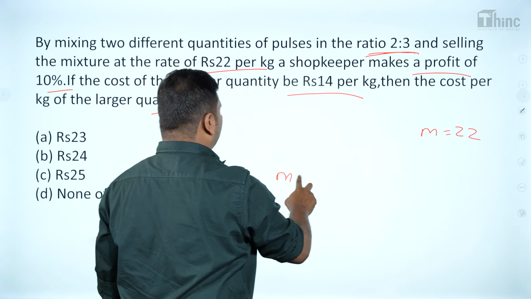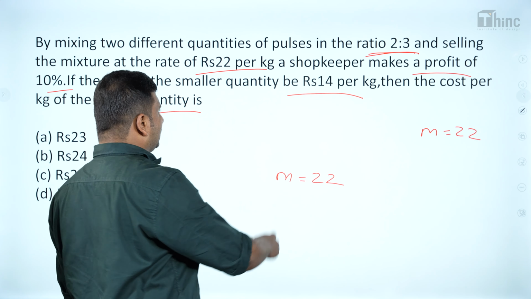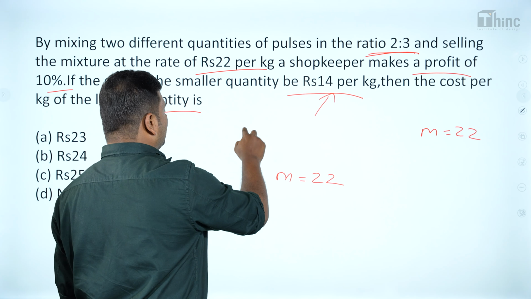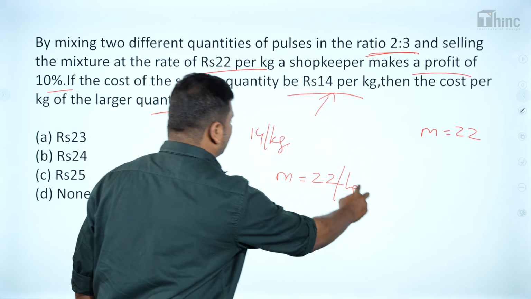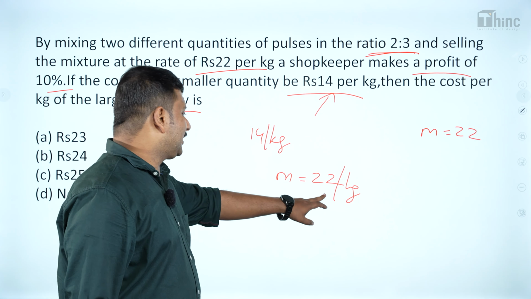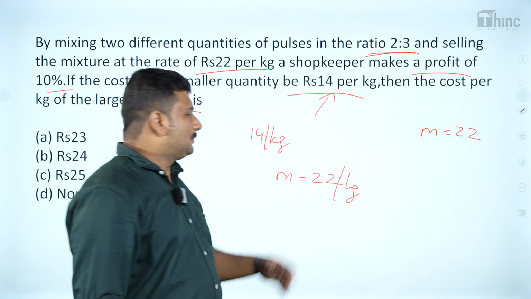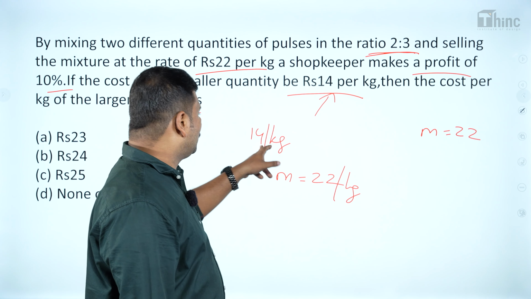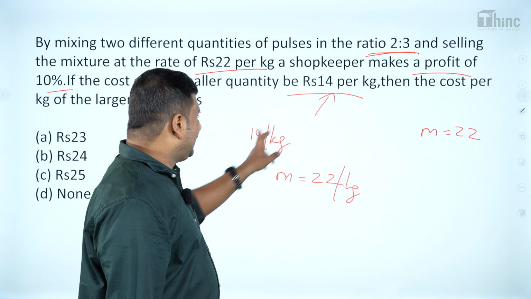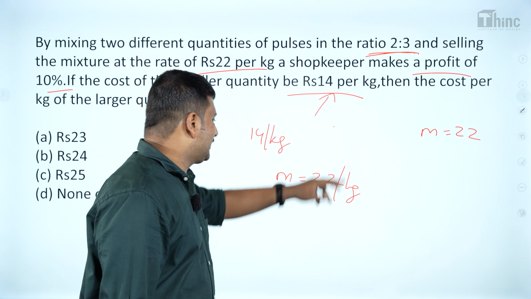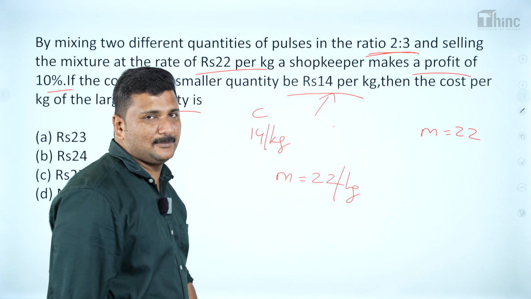We know that the mean price is 22. And it is also given that the cost of the smaller quantity is 14 per kg. So we have something at a price of 14 per kg and the mean price is 22 per kg. Obviously, if the mean price is more than a price, that price is going to be the cheap quality's price. Because the mixture price is 22 and one of the quantities has a price of 14, that means 14 is mixed with something having a higher price, and only then do we get a mean price more than 14. So we can definitely say that this is going to be the C value.